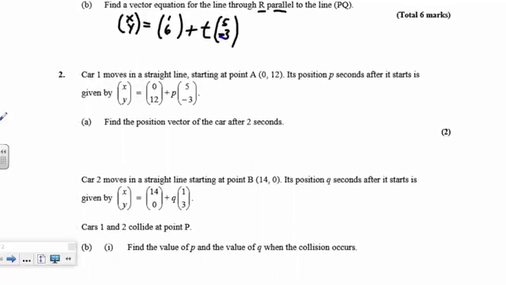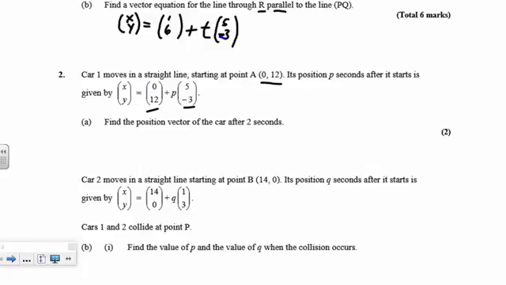All right, car 1 moves in a straight line starting at point A. Its position P seconds after it starts is given by this. Its starting point is 0, 12, and that's our point. They're going to give us a point on our line. This part right here is the direction vector. So we have a point vector and a direction vector, and this together makes a vector equation of a line.